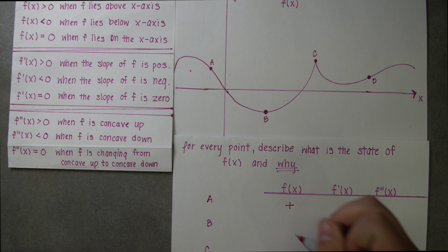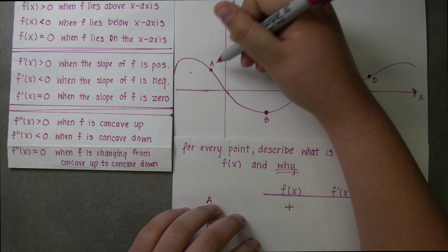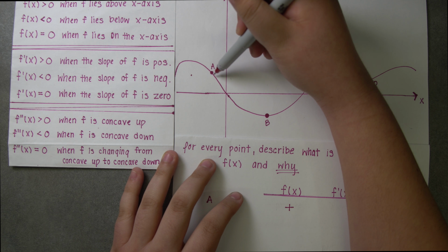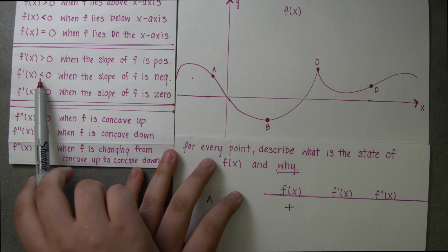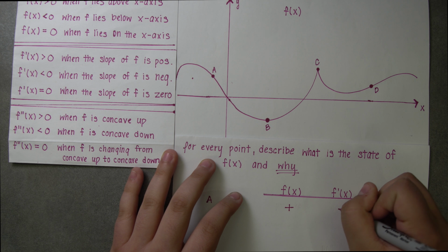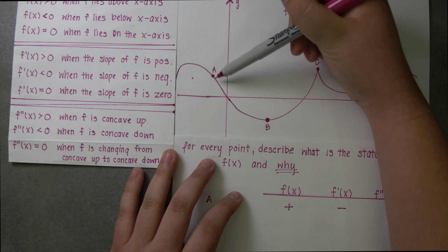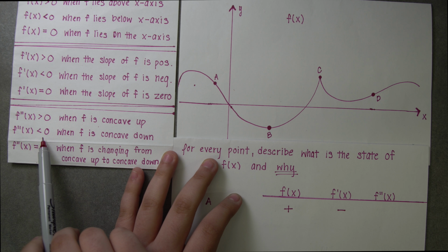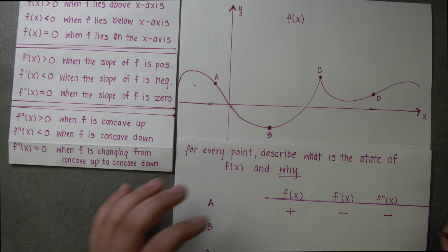And then f prime of x. Just looking at it, we know that the slope here is negative, because if you draw a tangent line to it, it's a negative slope. So we know that the slope is negative when f prime of x is also negative, so when it's less than 0. And then at this point in the graph, we know that it's concave down, and we know it's concave down when f double prime of x is less than 0. So that's also negative. And so that's all of A.